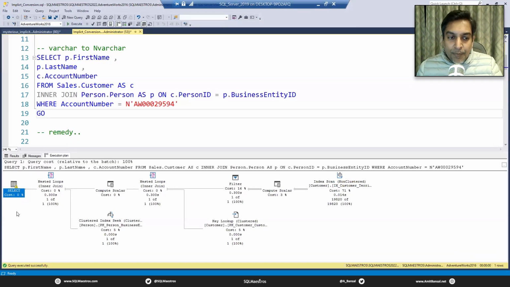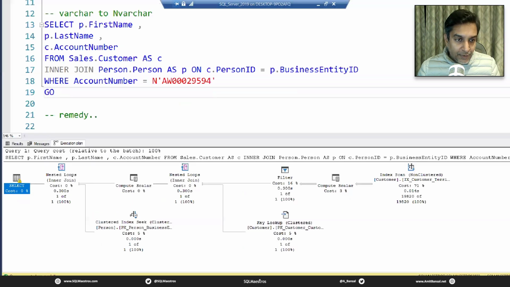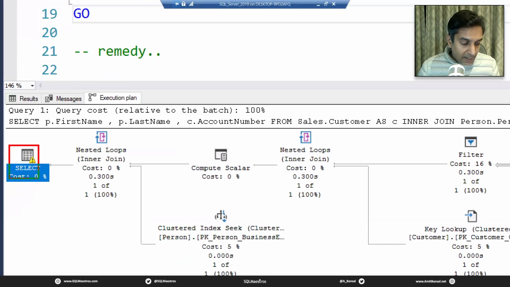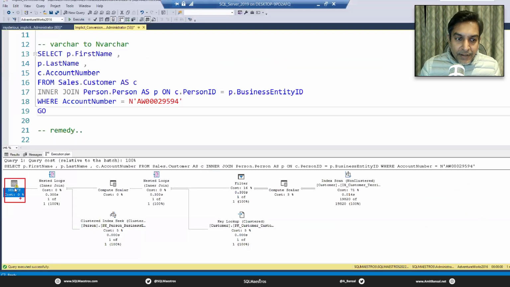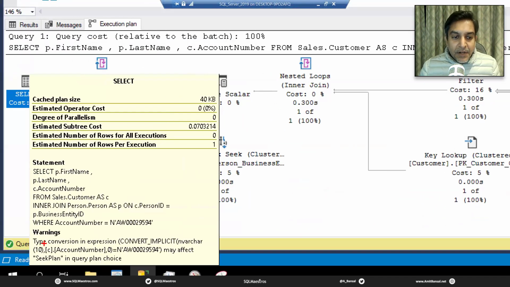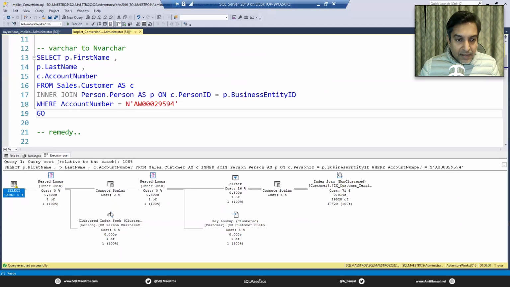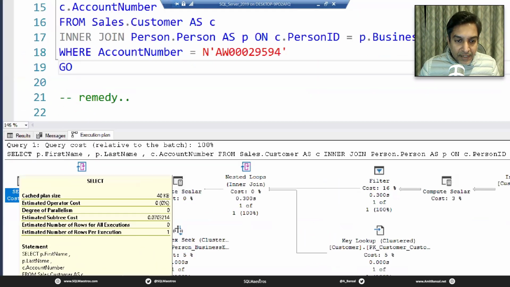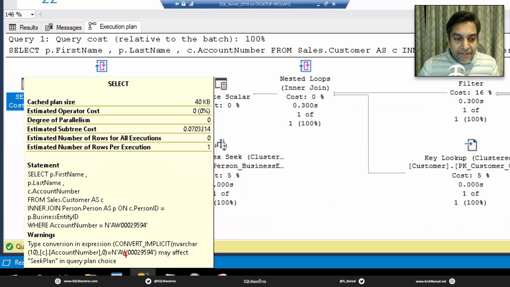If you look at the select operator there is a warning there. You can clearly see that, which is a good thing because SQL Server is warning you that something is not right with this execution plan. You take the cursor over here and you look at the warning. It says type conversion in expression convert implicit, and it tells you nvarchar, and it gives you this account number thing what we saw in the query. But the important message is this last line there, which is of interest to me. It says, may affect seek plan in query plan choice.